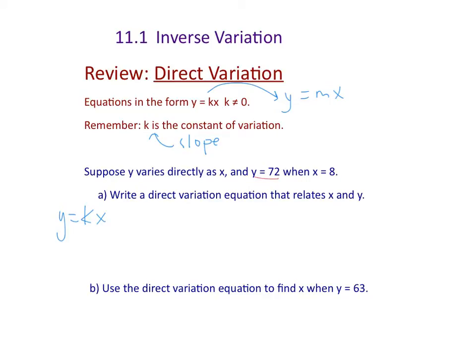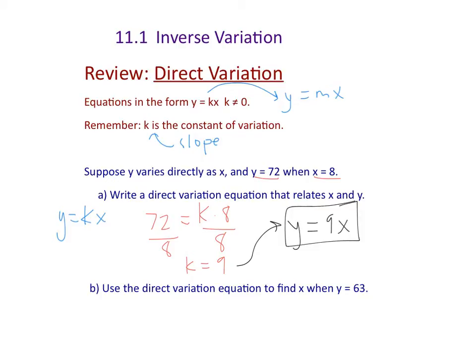We know y is 72 and we know x is 8, which means we need to solve for k and then put it all together and write our equation. So I would write 72, so that goes in for y, equals k times 8. And now if we solve for k, we just need to divide by 8. So k equals 9, and if I put it all together, I get y equals 9x. So that's the direct variation equation that relates x and y when y is 72 and x equals 8.